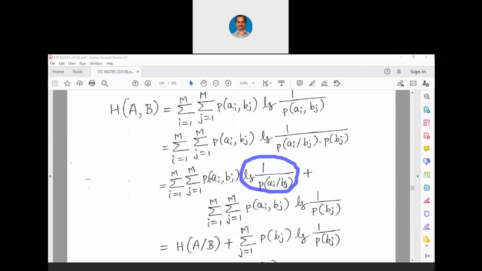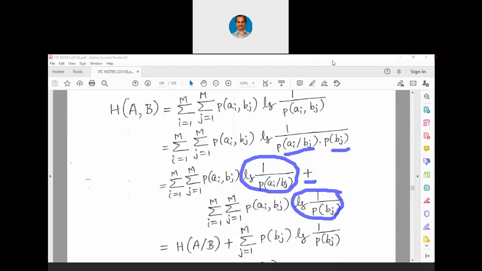Because the summation is applicable to the complete thing, we are splitting this right hand side term in this manner: p of ai comma bj lg of 1 over p of bj. Okay, so this is split, this is split, that's all. When that is split, you can see that term here also. That is where we have this plus term here.